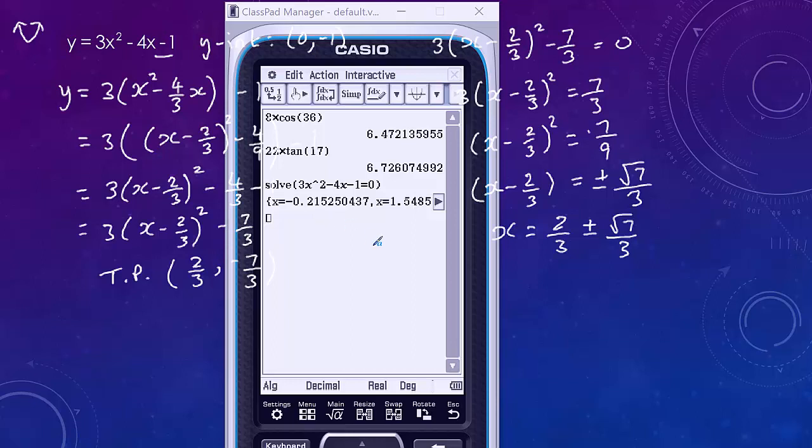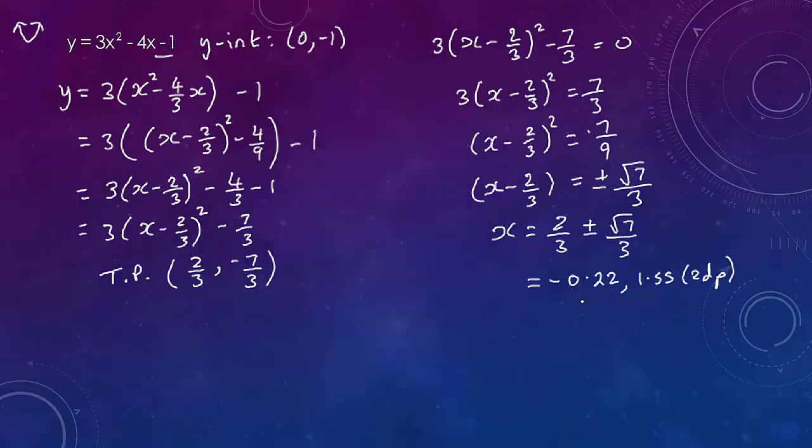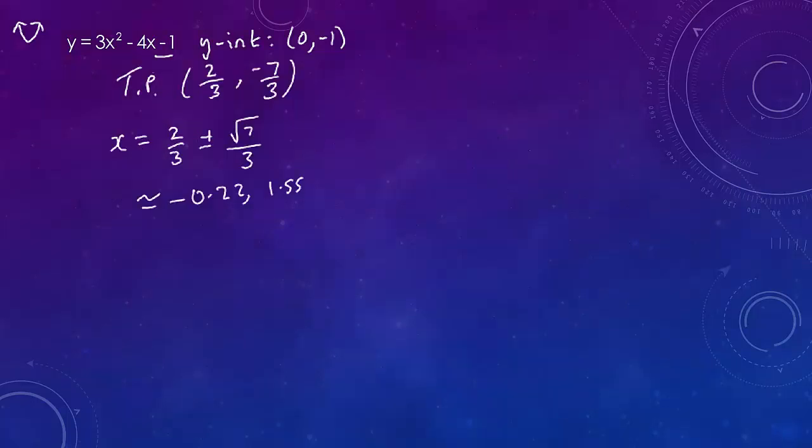So I've just gone ahead and used my ClassPad to work these out as decimals. And so we get negative 0.22 and 1.55 correct to 2 decimal places. So that's easier to place on a graph. So we have everything we need now in order to make a sketch. So let's sketch.